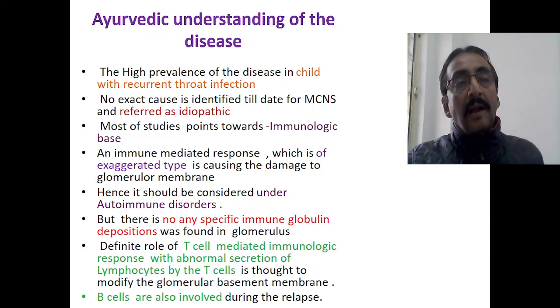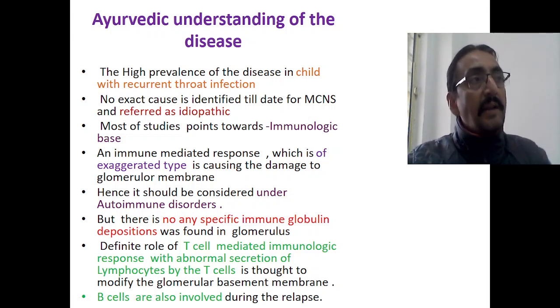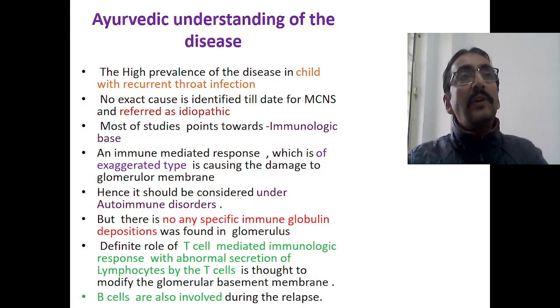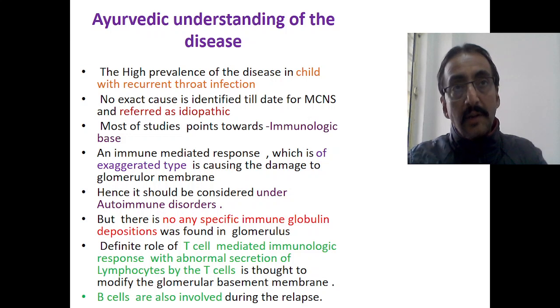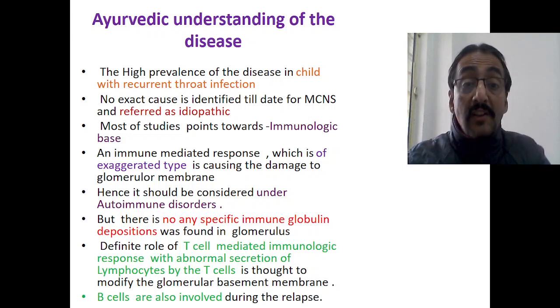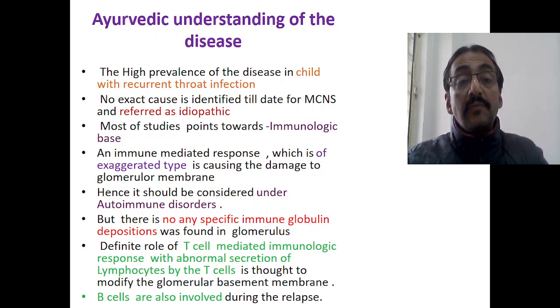But most of the studies, the clinical experience, the use of steroids and the response to steroids and other immunosuppressive drugs in nephrotic syndrome give a clue regarding an immunological base. An exaggerated immune-mediated response is causing the damage to the glomerular membrane. Hence, it should be considered under autoimmune disorders. This is what the majority of people say. But no specific immunoglobulin deposition was found in the glomerulus. Although this is attributed, we cannot find any specific immunoglobulin depositions over the glomerulus.